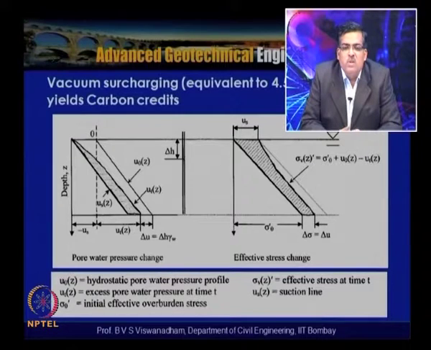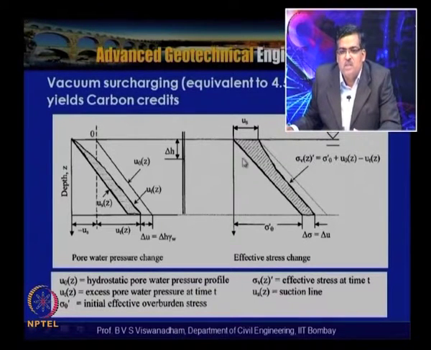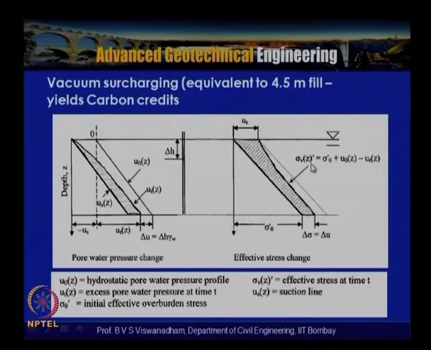From that point onwards the soil tries to come to radial consolidation. In the process, the effective stress increases by this amount at any depth: sigma V dash Z is equal to sigma naught plus U naught Z minus US Z. So the effective stress increases, and this is the portion yet to be dissipated. The U naught Z is the hydrostatic pore water pressure profile, and UT Z is the excess pore water pressure at any time t, and USZ is the suction line.